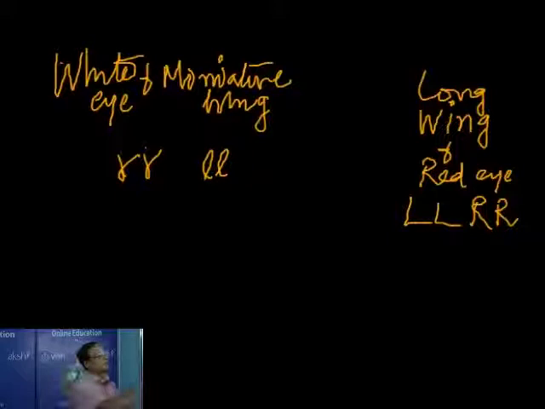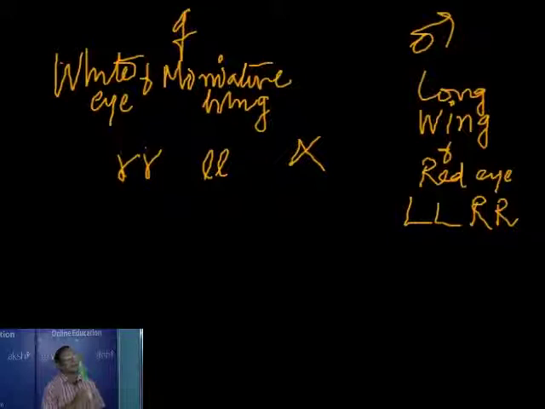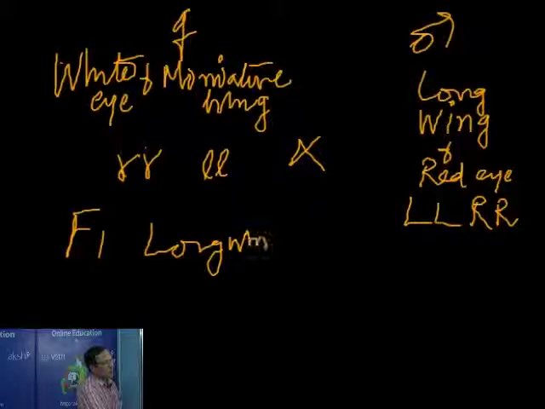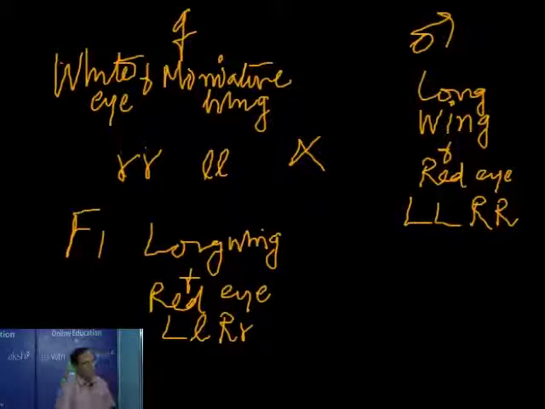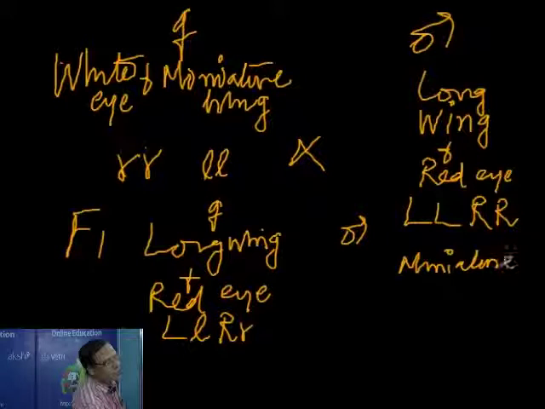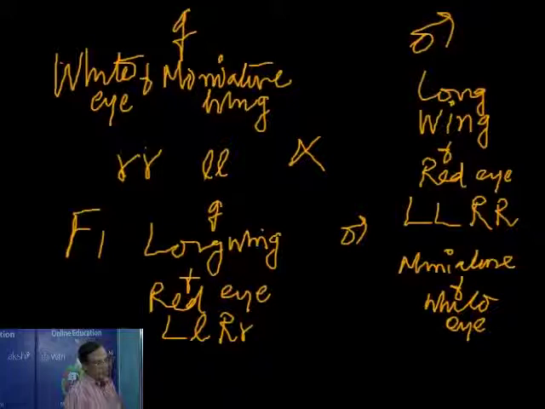So he made a cross. The F1 generation we receive, suppose this is the female and this is the male. The gene for the wing size is also located in the X chromosome. Now in the F1 generation, he received a female with long wing and red eye, but it is a heterozygous individual: capital L, small l, capital R, small r. Then he obtained the male, just the opposite one, that is, miniature wing and white eye.